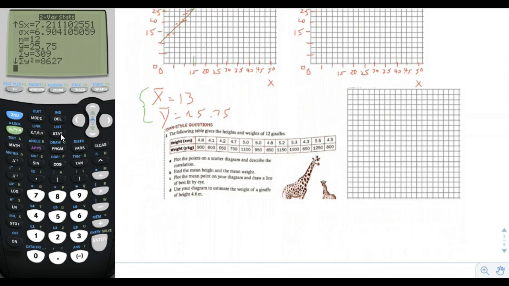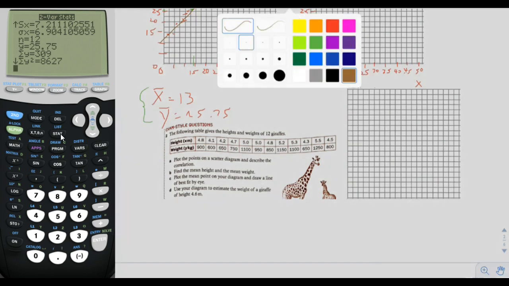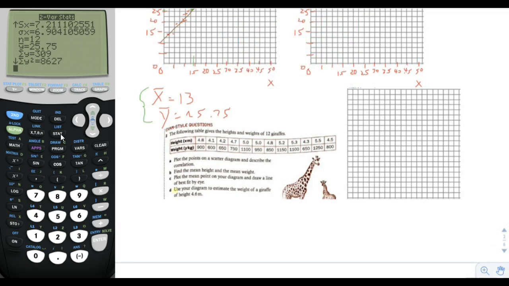So this one, the only difference is that the numbers are just radically different. The Y values are in the hundreds and thousands, and the X values are small numbers from 4 to 6. Okay, but otherwise we're just going to do the exact same thing. And then we're going to go one step further. You can see that at the very end it asks us to use the diagram to calculate the weight of a giraffe of a certain height. Okay, so let's try that.